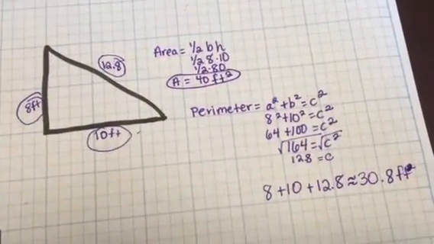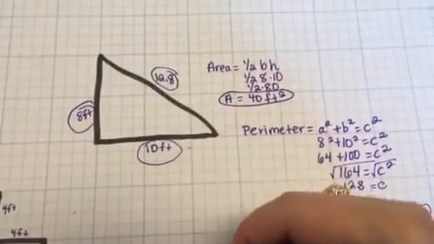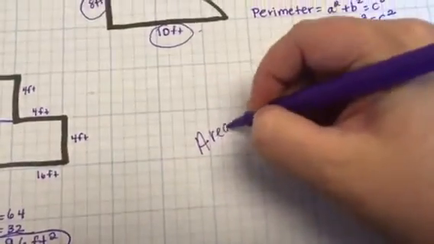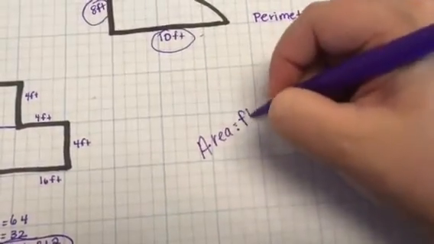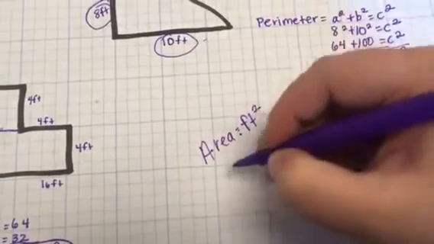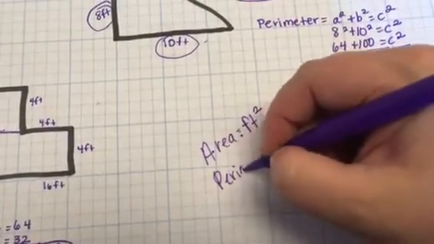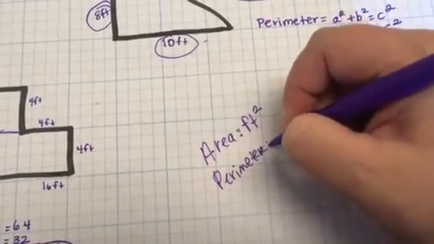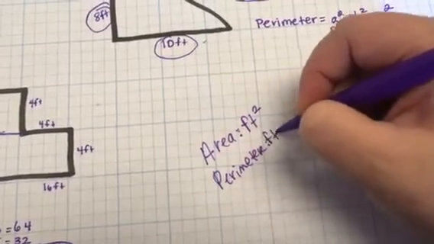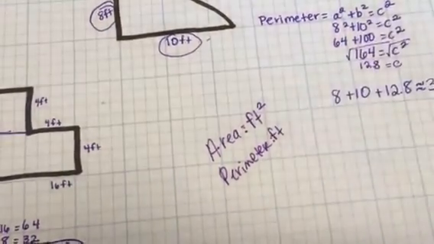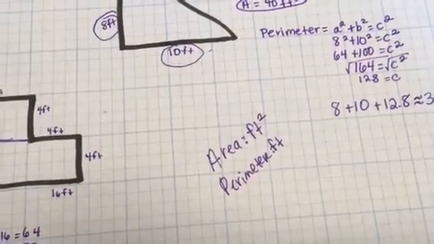Hope this helps. And remember, area is feet squared because you're doing feet times feet. And the perimeter is just feet. It is not feet squared because you're adding. So feet times feet is feet squared and feet plus feet is feet.